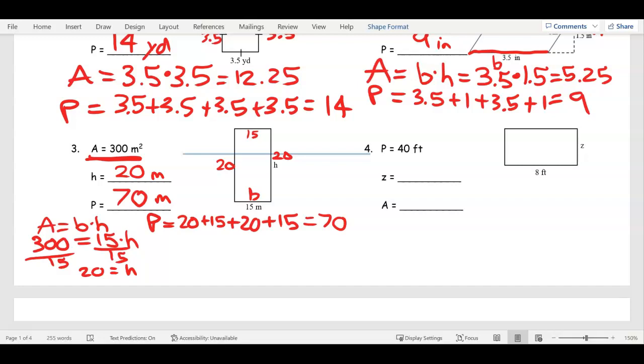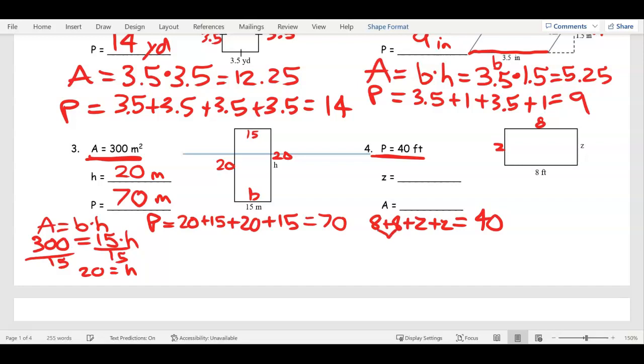Okay, now the next one. Again, they're trying to be tricky, trying to be cute. If I know the perimeter is 40, I want to think about what are my four sides, right? Because if you add up all four sides, that's the perimeter. So we do have two 8s and two z's. Now, I'm going to set up a big equation. I'm going to add up all four sides equal to 40. That's what perimeter means. So 8 plus 8 plus z plus z. All four sides has to add up to my perimeter, which is 40.